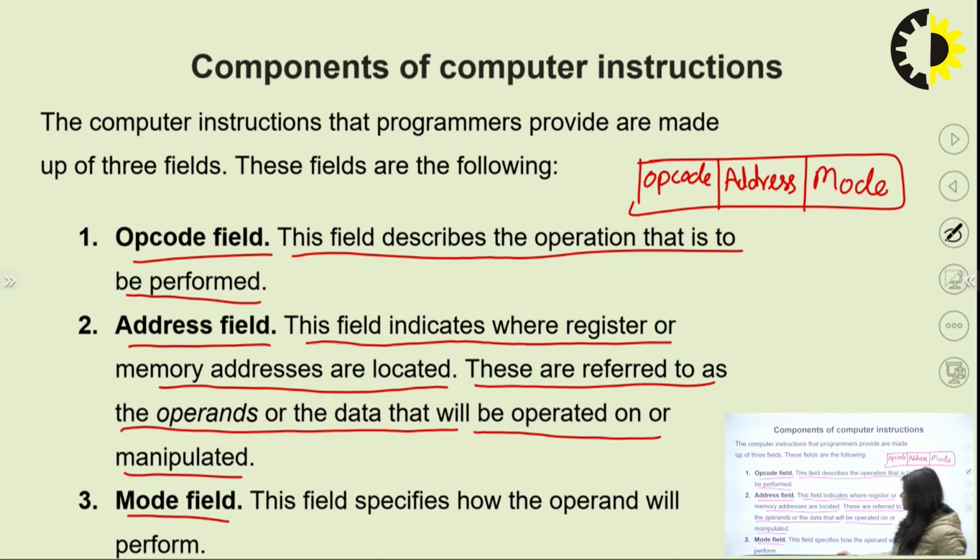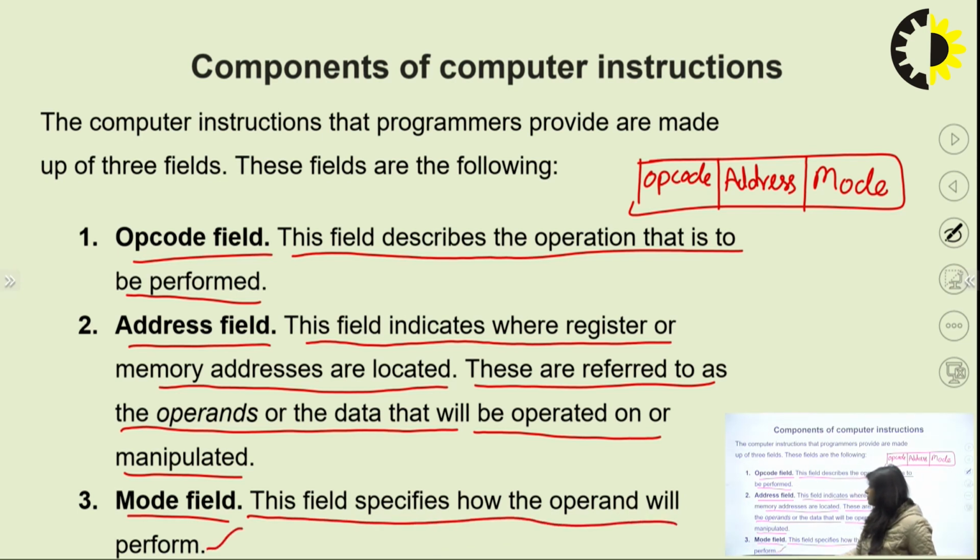What is the mode field? This field specifies how the operand will perform. What is the operation and how is it going to perform? It comes under the mode field. So these three fields are the main components of a computer instruction, because next we are going to understand the format. We first know the basic concept, the basic components of an instruction.